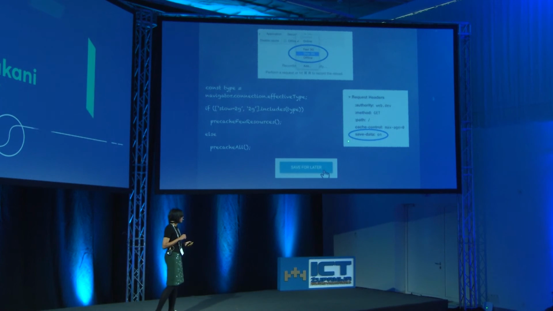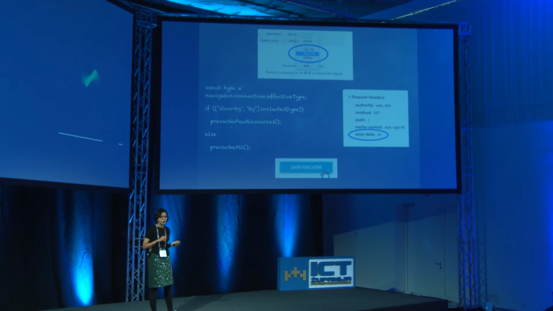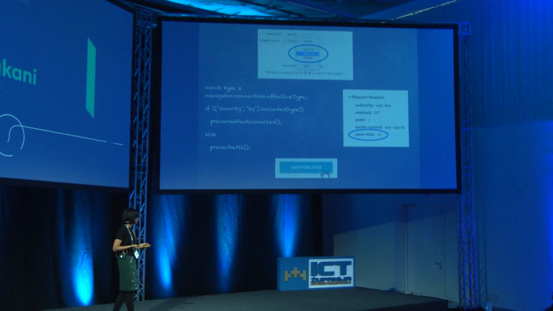A third way is that a lot of browsers will set this field in the HTTP request header, save data, if the user has turned on the data saver mode in their browser. Harry talked about resource hints earlier today. This is kind of the flip side, when the browser is telling the website that, hey, the user has chosen that right now is not a good time to use their data. So it's good for us to be respectful of that user choice and do something similar and pre-cache very few resources if we're in the data saver mode.